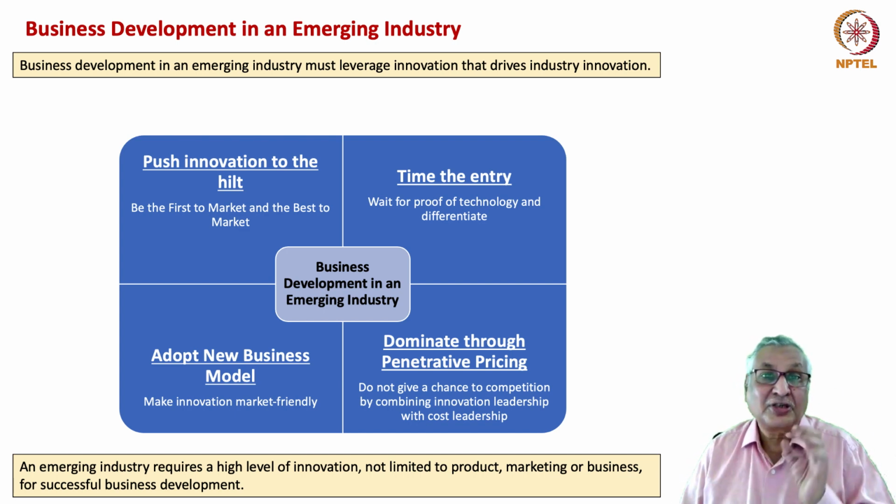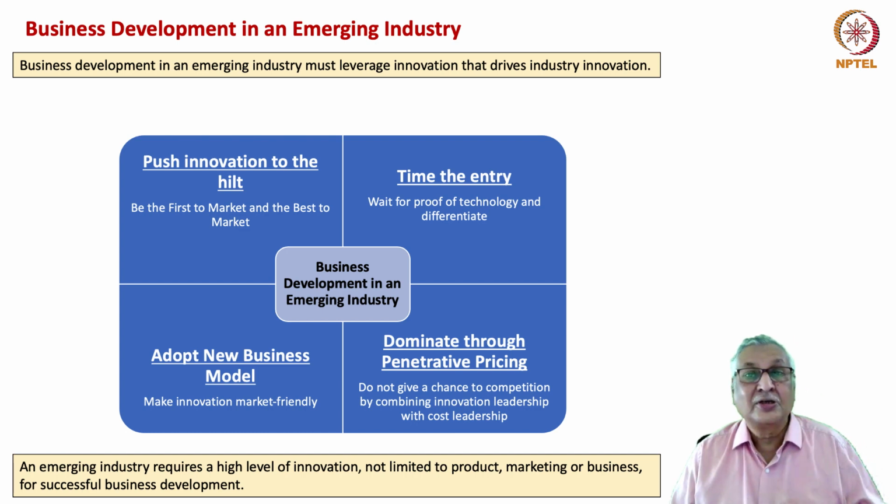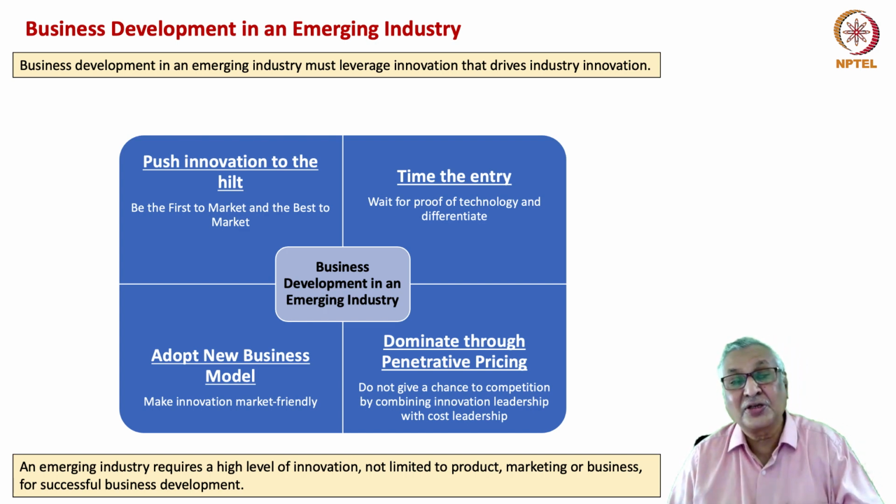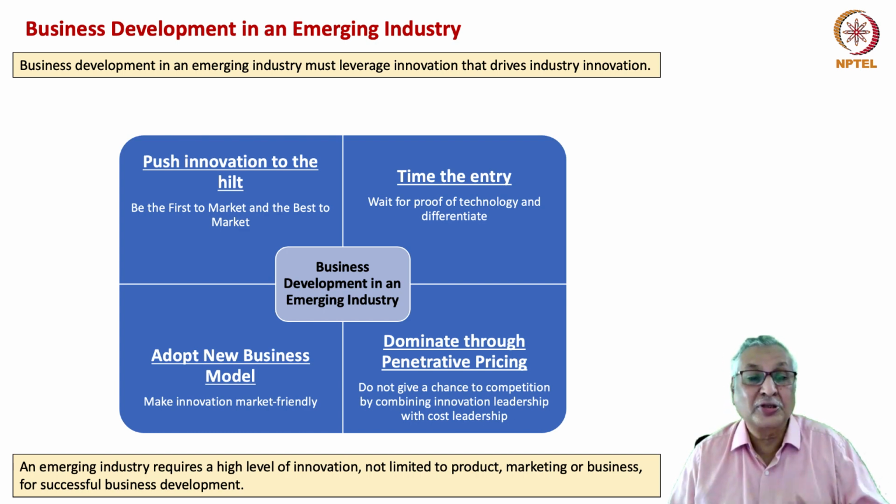The second option is to time the entry. You wait for proof of technology to be done by somebody else. Then, in parallel, keep differentiating yourself and enter at the right time to occupy greater space. Third one, adopt a new business model. You make your innovation market friendly. That is, it is not just a product for which people have to come to your place. You should take that product to the doorsteps of the consumers. Normally, innovators don't do that. If you are an innovator who takes the product to the doorsteps of consumers, then you are going to have a new business model supplementing your new technology.